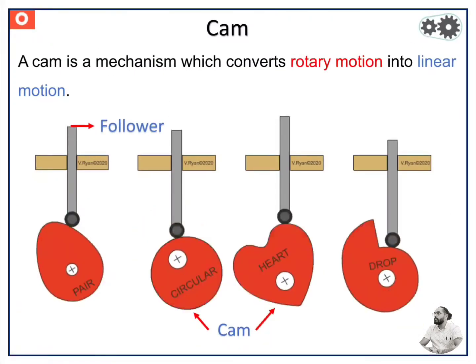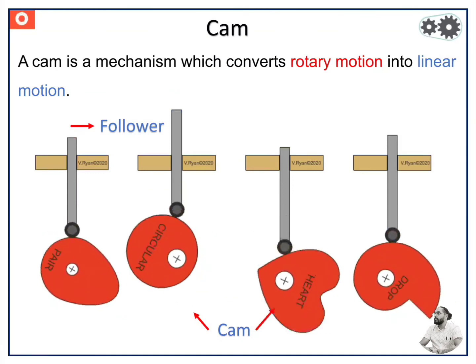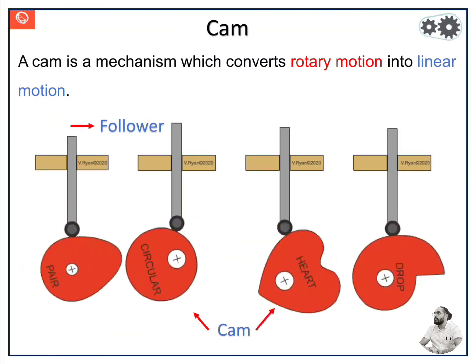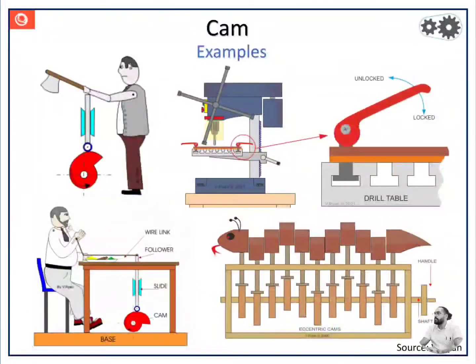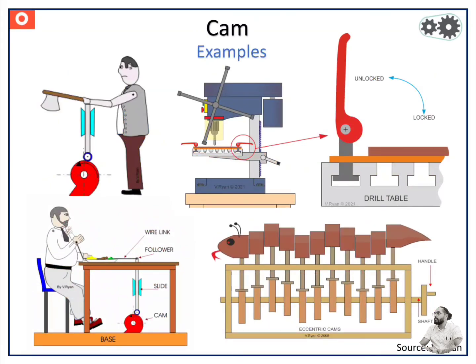Cam is a mechanism which converts rotary motion into linear motion. We need a cam and a follower, and you can see the cam profiles which are as follows. The pear, the circular, the heart and the drop. Examples of the application of cams are mostly in toys.